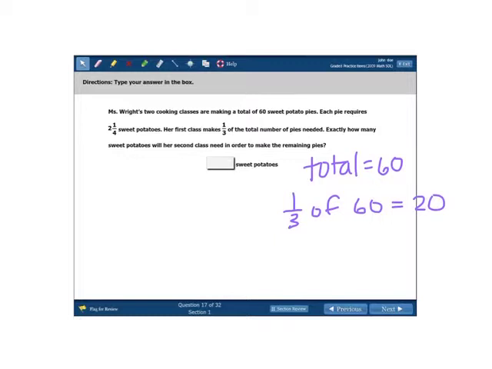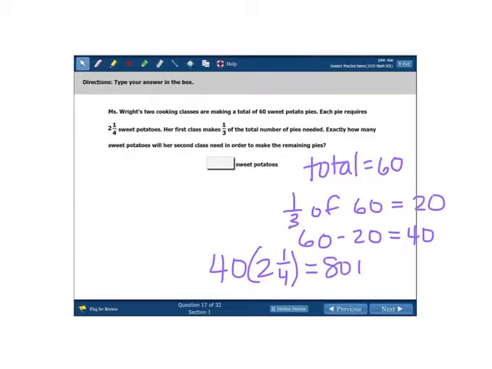Well, you have how many pies left? Well, you got 40 of them left. And if each pie requires 2 1/4 sweet potatoes, that's 40 times 2 1/4. 40 times 2 would be 80. 40 times a fourth would be 10. We need 90 sweet potatoes.